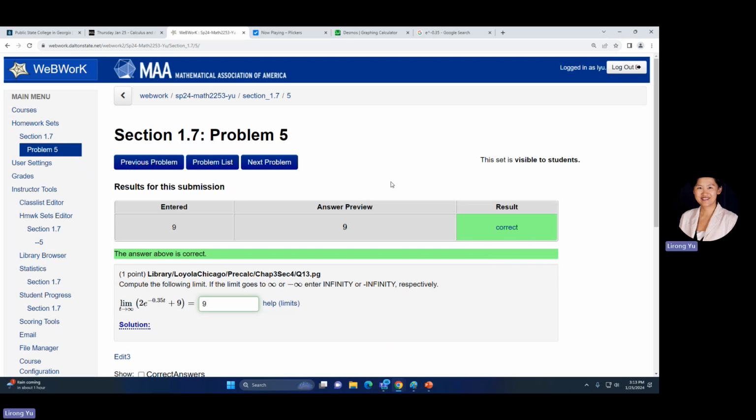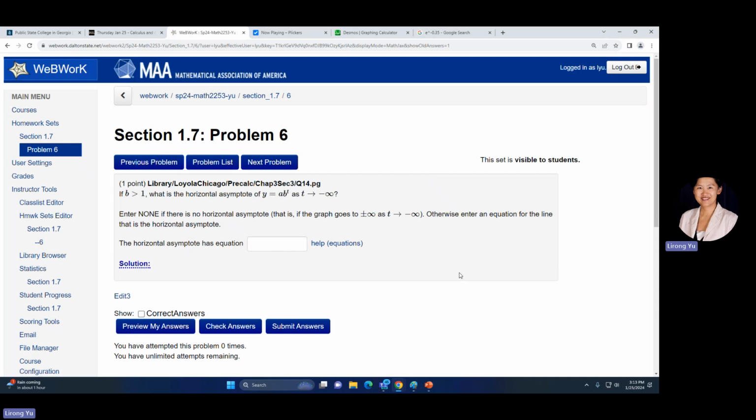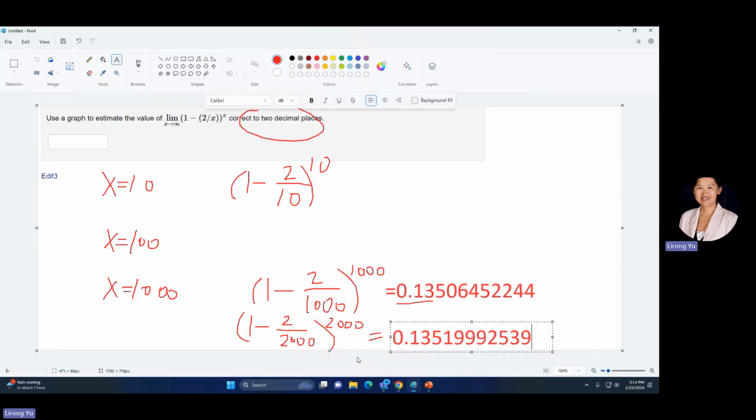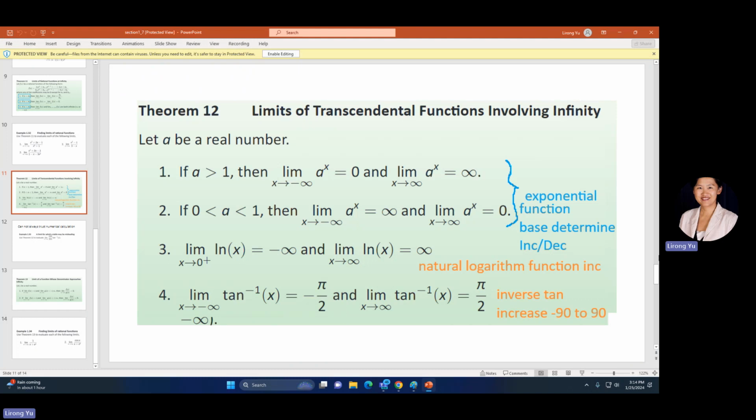Let's see, what is the next question? All right, this one is an exponential function. It is quite conceptual, but we're sure that b is bigger than 1. So the base is bigger than 1. The function goes this way. We don't know about the a. So this one does have a horizontal asymptote, which is y equal to 0. So you write y equal to 0. That is a common horizontal asymptote for any exponential function.